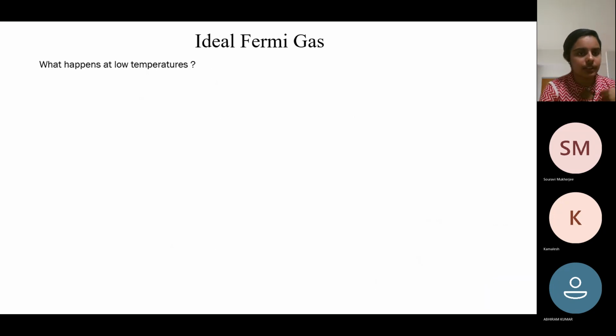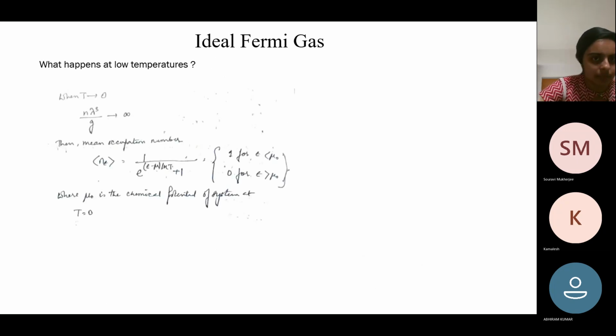Now, what happens at the other end? When the temperature is very low, suppose when the temperature tends to 0, what happens there? When temperature tends to 0, you have nλ³/g tending to infinity, right? Under this limit, if you look at this expression here, what happens? Here, it depends on whether your ε is less than μ₀, the chemical potential when the system is at T equal to 0.